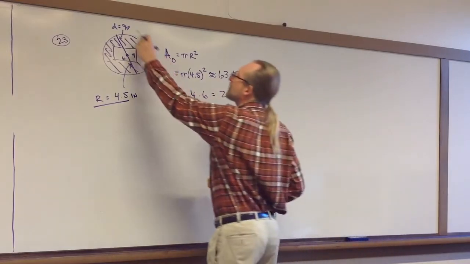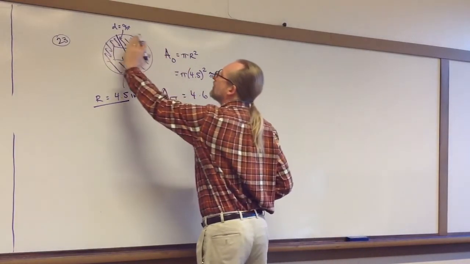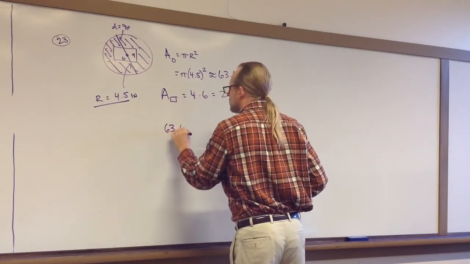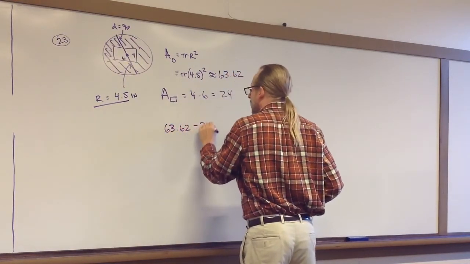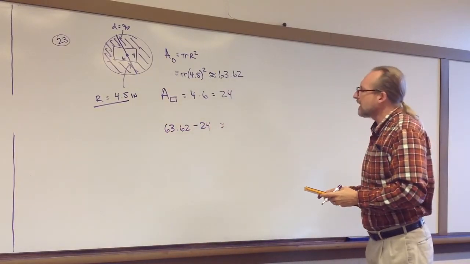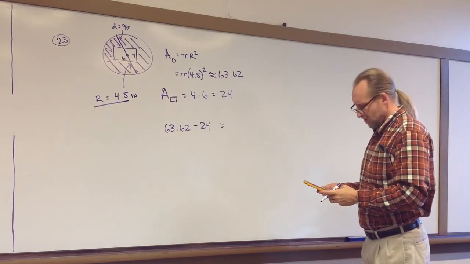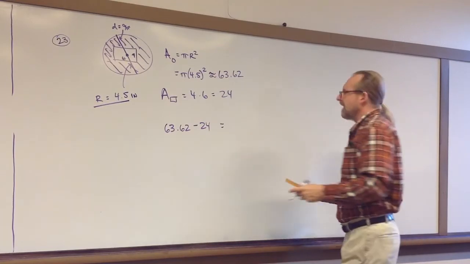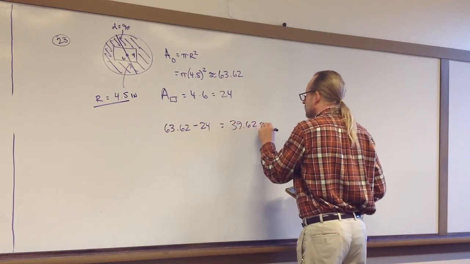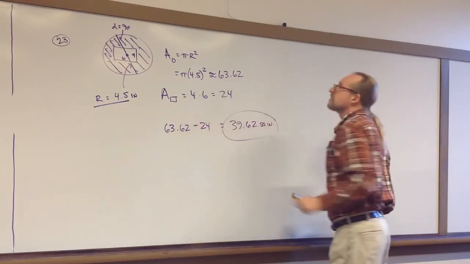So to find the area of the shaded region, we want to take the area of the whole circle, subtract out the piece that's missing: 63.62 minus 24, and what's that going to be? 39, it looks like. 39.62 square inches. Okay.